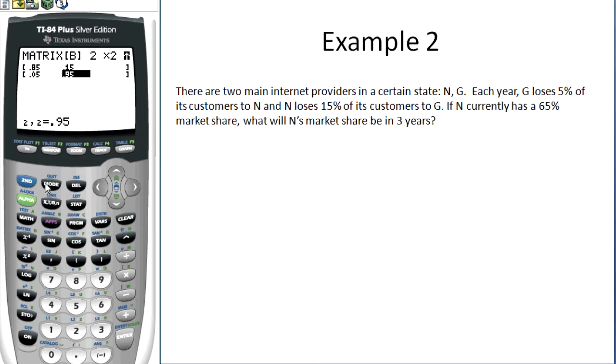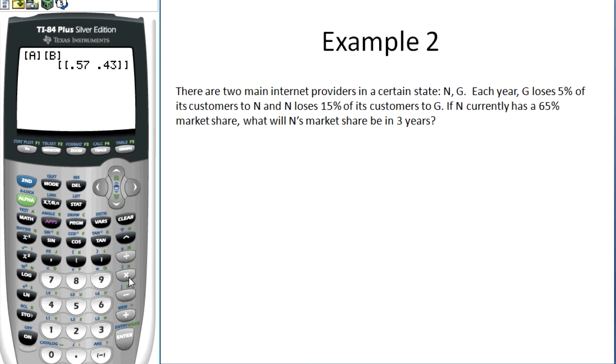Okay, so now what I want to do is multiply these two. And so I press second and mode to quit. I'm going to go back into second and x to the minus 1 power for matrix, select 1 for A, go back in, select 2 for B, and multiply. So that was the first state matrix we got. So that was the percentage in 1 year.